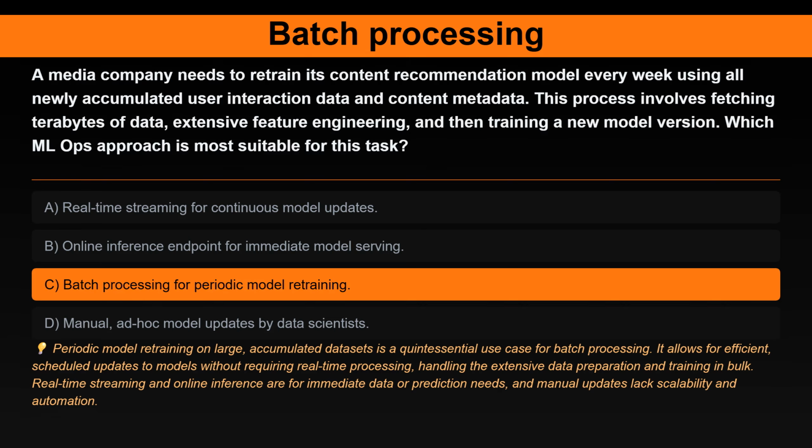The correct answer is batch processing for periodic model retraining. Here's the explanation. Periodic model retraining on large, accumulated datasets is a quintessential use case for batch processing. It allows for efficient, scheduled updates to models without requiring real-time processing, handling the extensive data preparation and training in bulk. Real-time streaming and online inference are for immediate data or prediction needs, and manual updates lack scalability and automation.